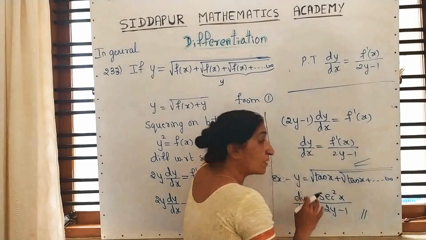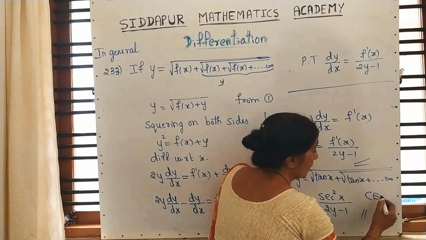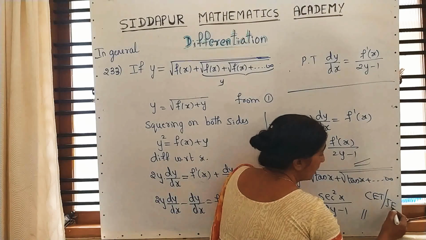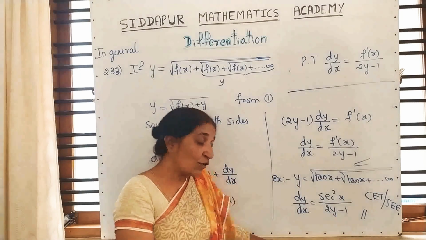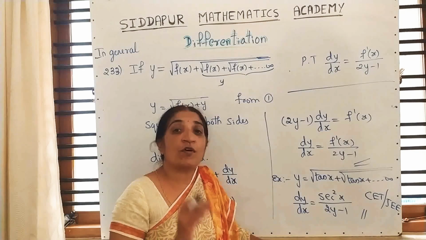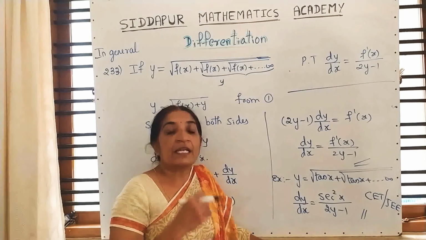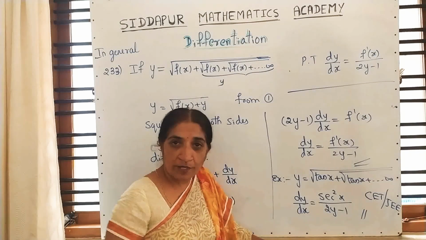And remember this hint, this trick is only for competitive, that is CET or JEE. Don't write directly by this formula in the theory. Understood? This trick is only for competitive. Okay? In the next class, I will give the derivatives of inverse trigonometric functions.